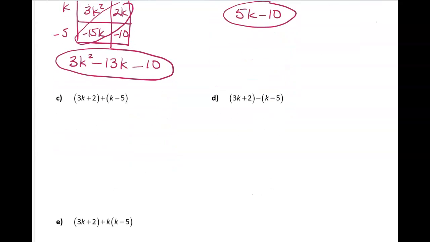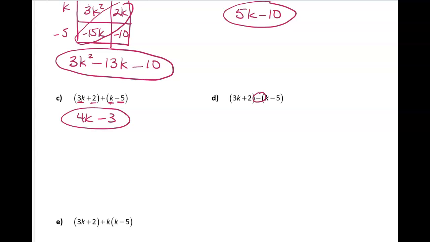Let's distinguish that with C, in which there is an addition symbol in between the two parentheses. So that means we're just going to simply add our like terms together. 3k and k are 4k, and 2 and negative 5 are negative 3, so 4k minus 3. In D, we have the exact same expressions, but there's a minus sign in between them. Be careful that you don't distribute that minus sign and then multiply. That's a very common mistake.